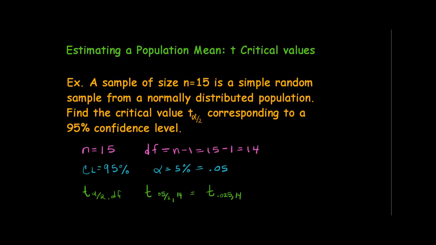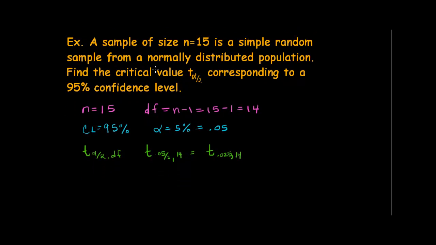Okay, on our calculator then, the sequence of key punches is we need to use the second key, and then we're going to choose distributions, which is, the key itself says VARS on it. And then we will go down the list of distributions until we find inverse t, and then we'll select that. So let's see what that looks like.